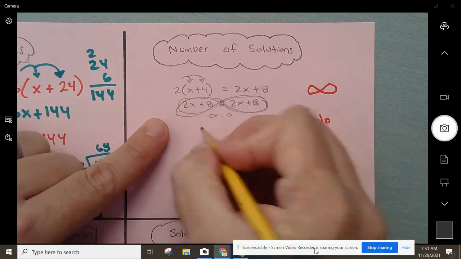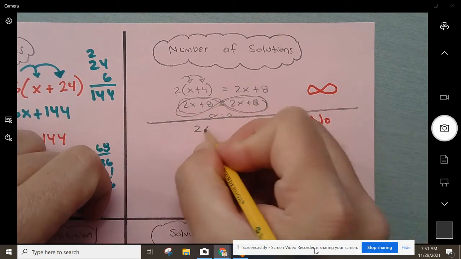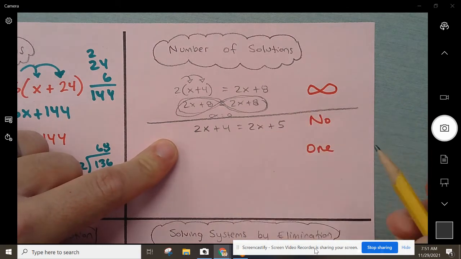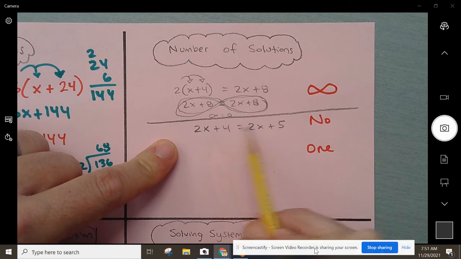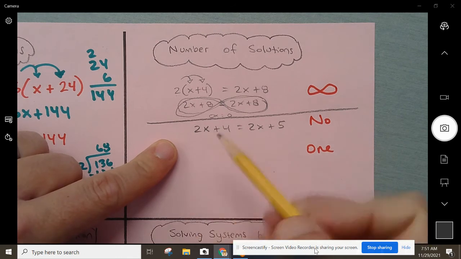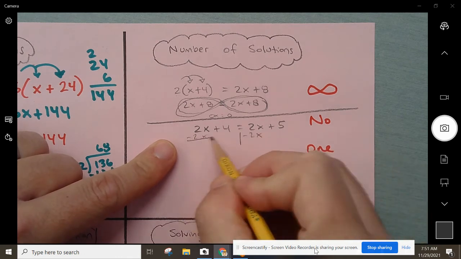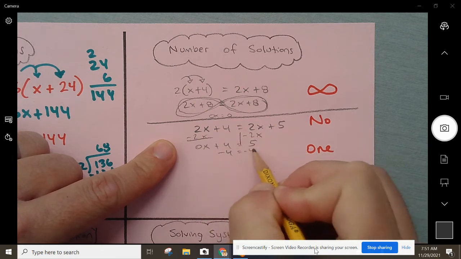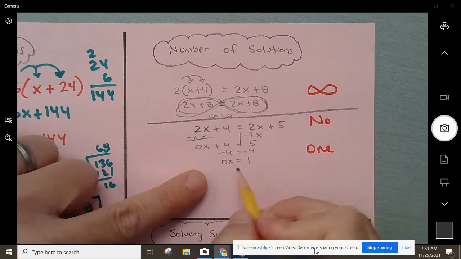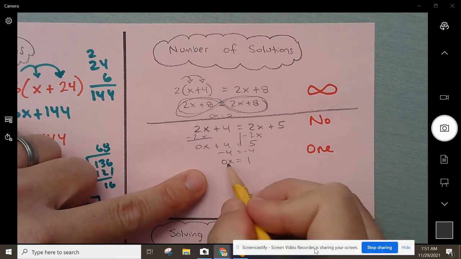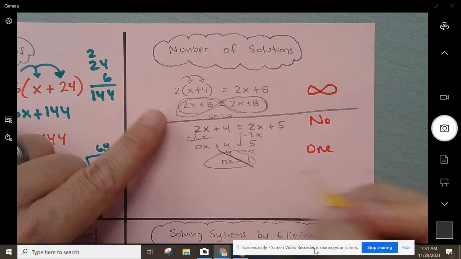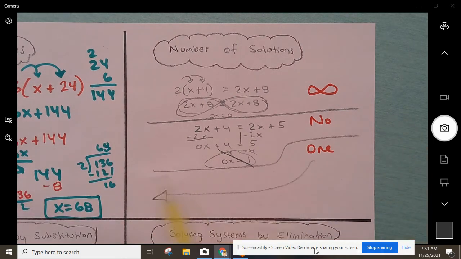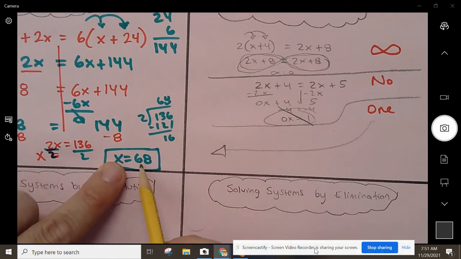Now let's do the same kind of idea with this next problem. 2x plus 4 equals 2x plus 5. Now this one's a little interesting. This one's no solution. Why is that the case? Because they have the same variables. If I moved the letters to the left, I would get 0x, but are the constants the same? No, so then I would get 0x equals 1. Those aren't the same, so we would have no solution. Nothing times 0 is going to equal 1. And then one solution will be something like what we just solved right here, where we actually had an answer. That's one solution.